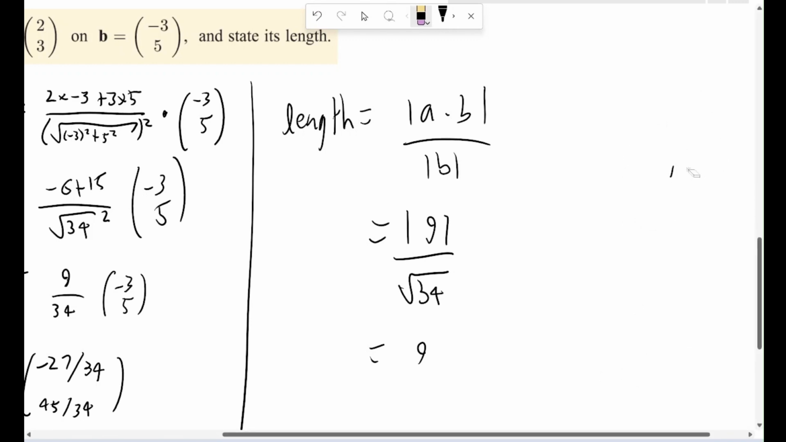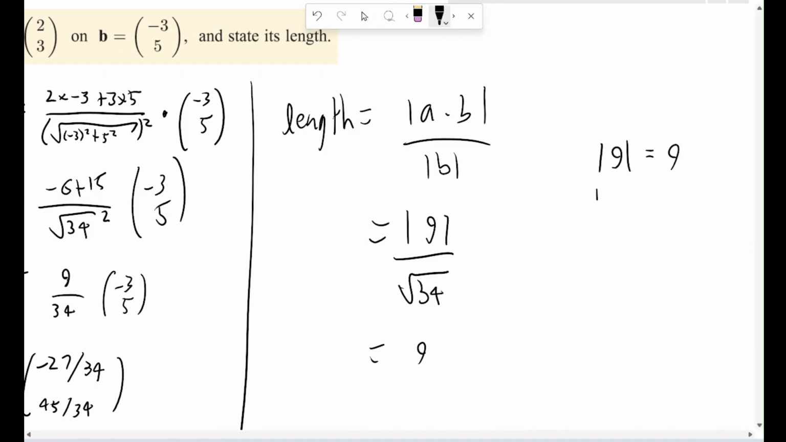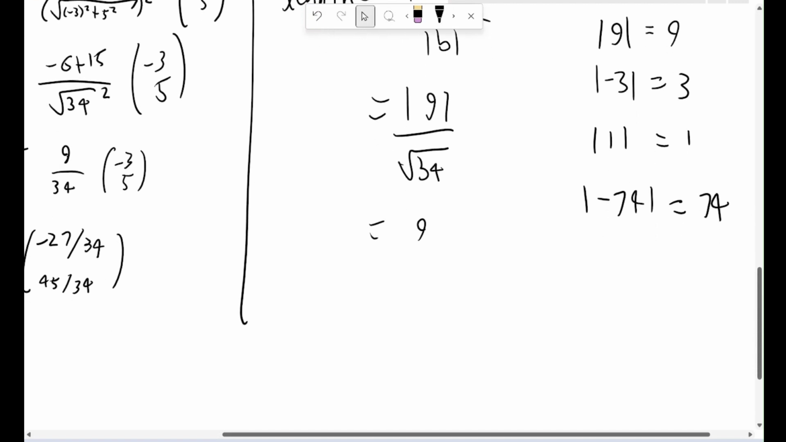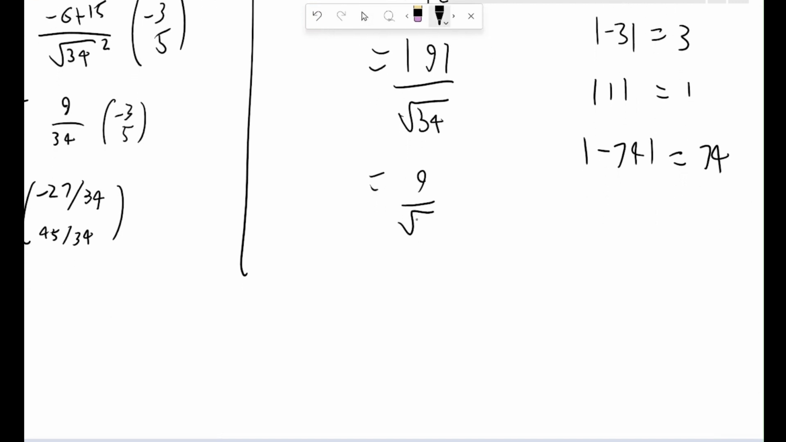Now that's a pretty hectic way to think about it. One way you can think about modulus of a number is that modulus of 9 we've seen is 9. Modulus of minus 3 is positive 3. Modulus of 1 is 1. Modulus of minus 74 is just positive 74. The modulus sign when you're dealing with a number just throws away the minus sign. That's all it does. So that's what we get here, 9 over root 34. And that's done. So that's the length.